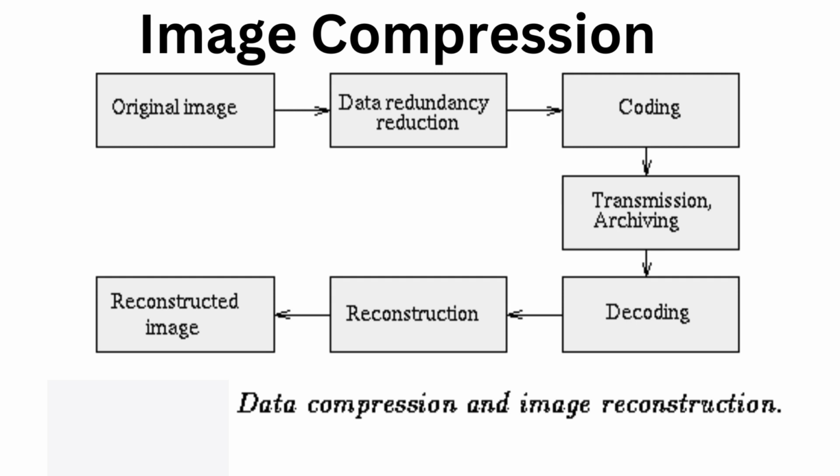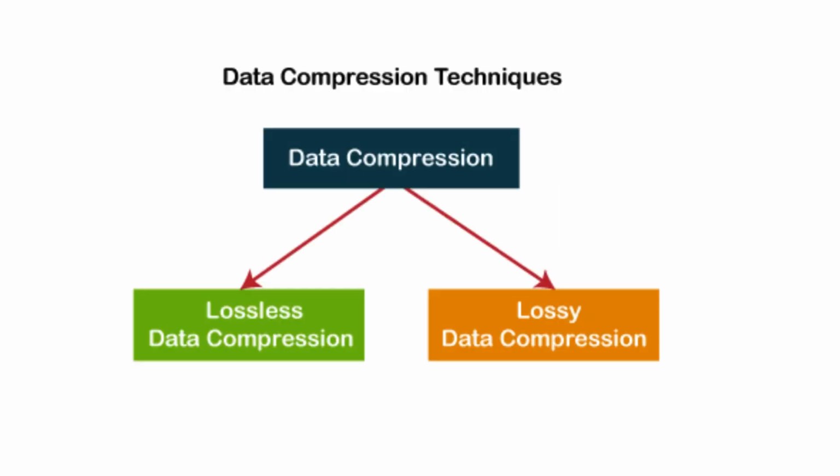In lossless compression, techniques reduce the size of an image file without any loss of image quality. In lossless compression, the original image can be perfectly reconstructed from the compressed data. The lossy compression technique achieves higher compression ratios by discarding some image information that may not be perceived by human viewers or is considered less important.